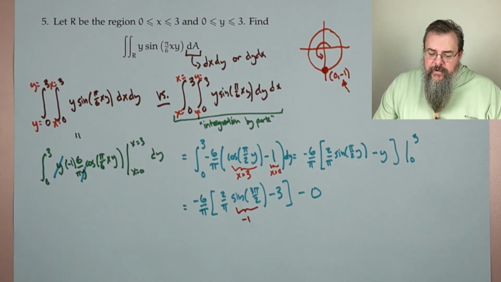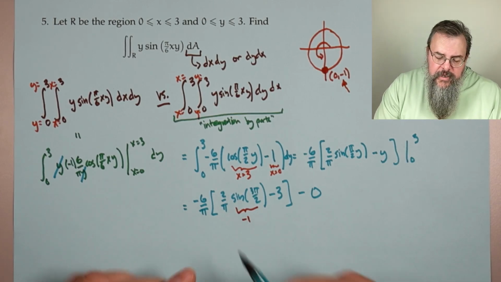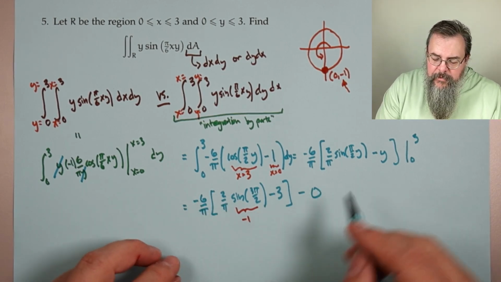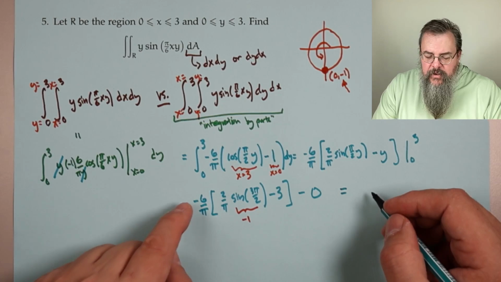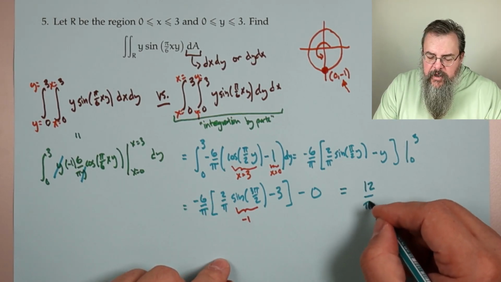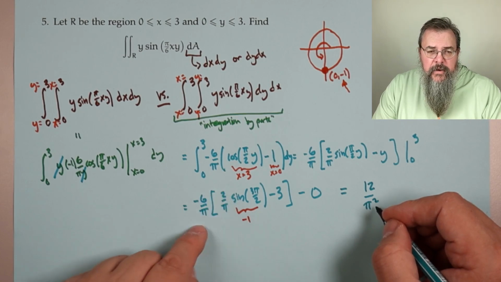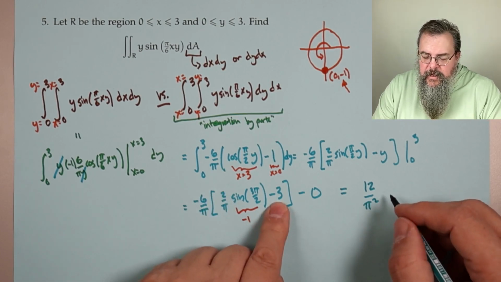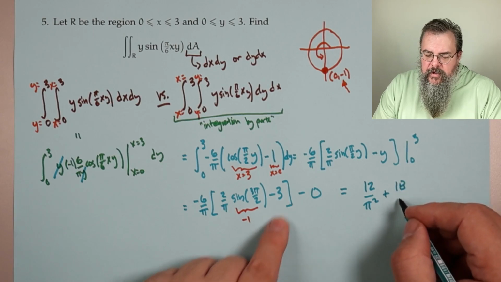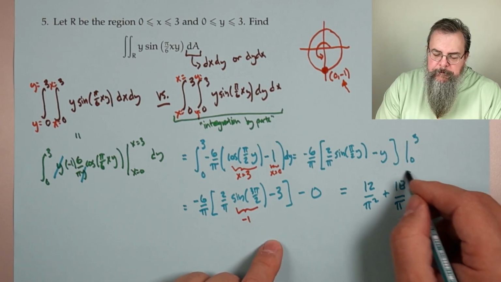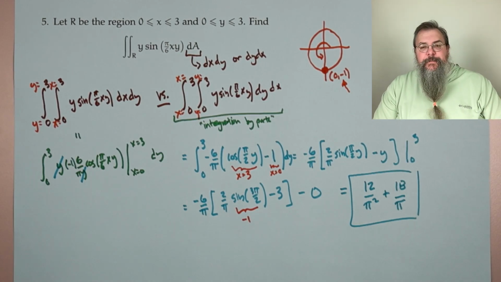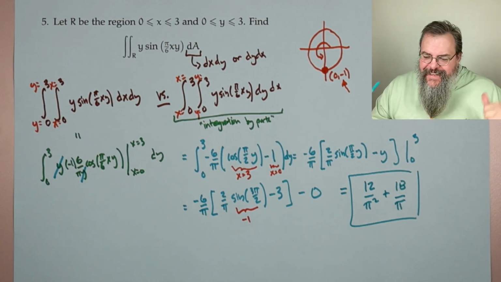So finally, we can multiply the negative 6 over pi through. Everything's negative, so that's going to get rid of all the negatives. So we're going to have a 12 over pi squared, right? 6 over 2, pi over pi. And then a plus 6 times 3 makes 18 over pi. And there we go. We're done. You made it. Woohoo! Yes.